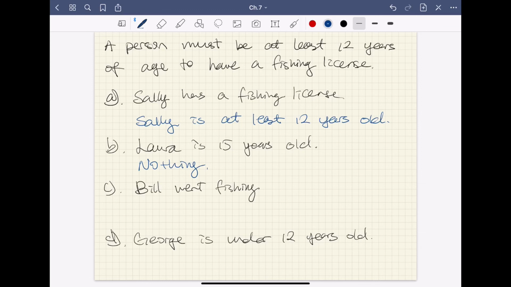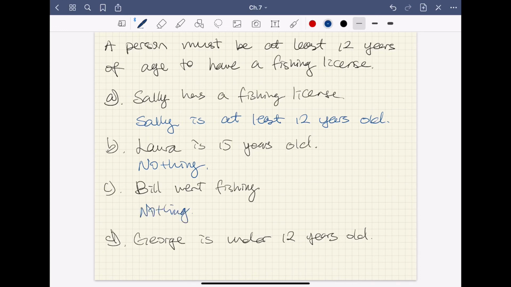Bill went fishing. What do you know about him? He went fishing doesn't necessarily mean that he has a fishing license. He might have just gone fishing with his parents or with his older siblings or people like that. So we can't draw any conclusion from here.